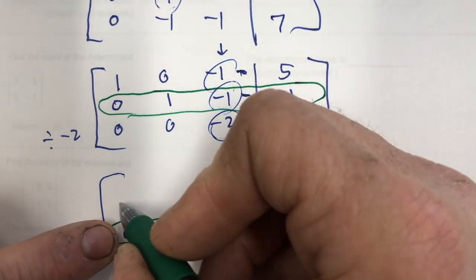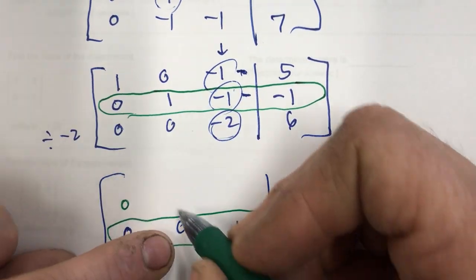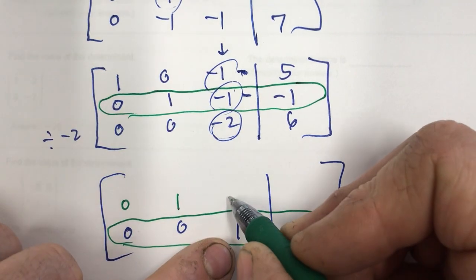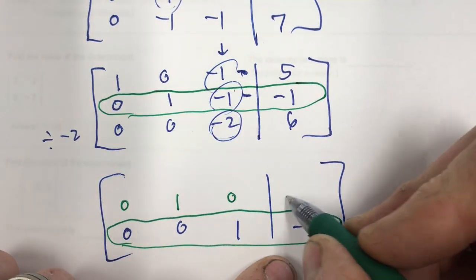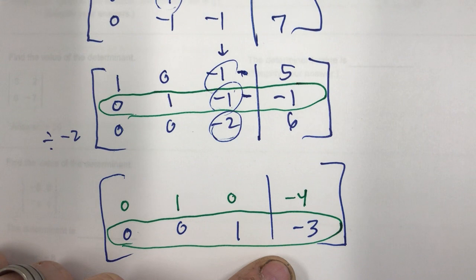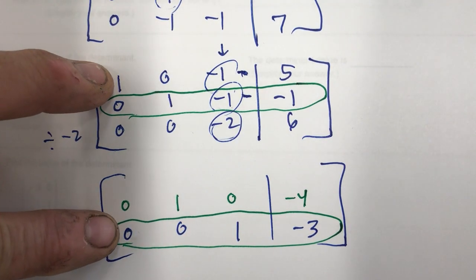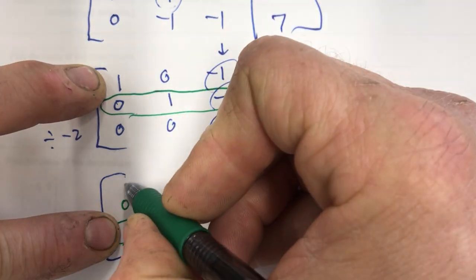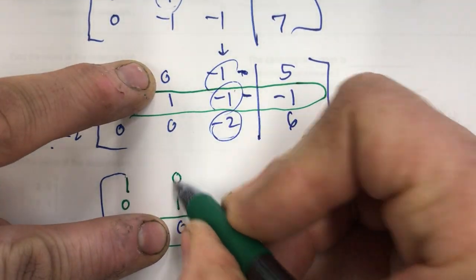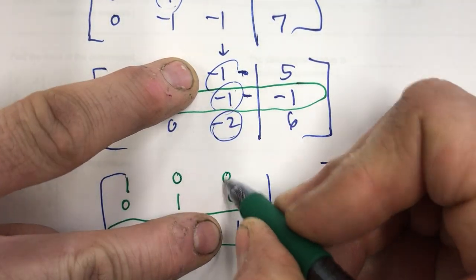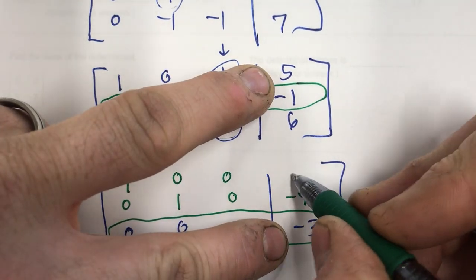So 0 plus 0 is 0. 1 plus 0 is 1. Negative 1 plus 1 is 0. Negative 1 plus negative 3 is negative 4. And then we'll do the same thing with the top one. We'll add to this one down here. So 1 plus 0 is 1. 0 plus 0 is 0. Negative 1 plus 1 is 0. And then 5 plus negative 3 is 2.